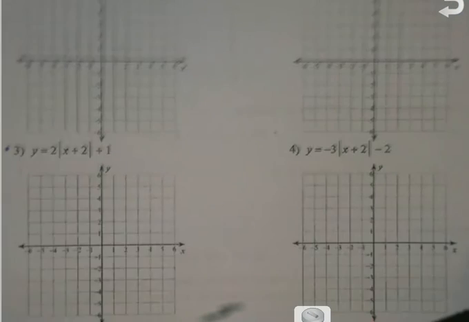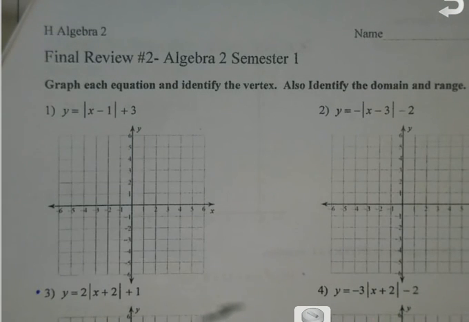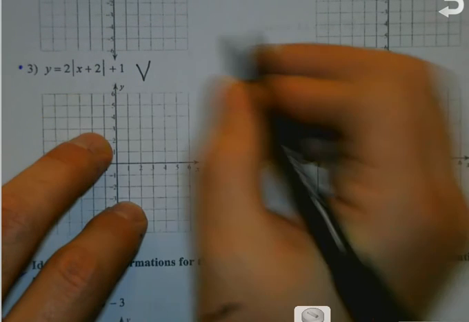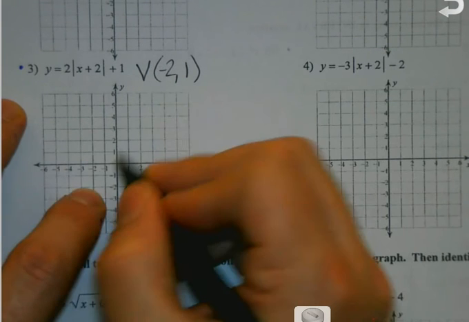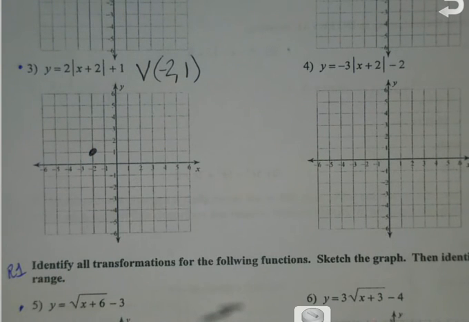All right, so we continue on here. Review 2. Graph each equation, identify the vertex, also identify domain and range. Okay, I'm going to start up at number 3 this time. Easy part is dealing with my vertex, which would be at negative 2, 1. Now, I can try putting this in the calculator using the absolute value function. I could make a chart, okay, that would be an option, just punching some values in.